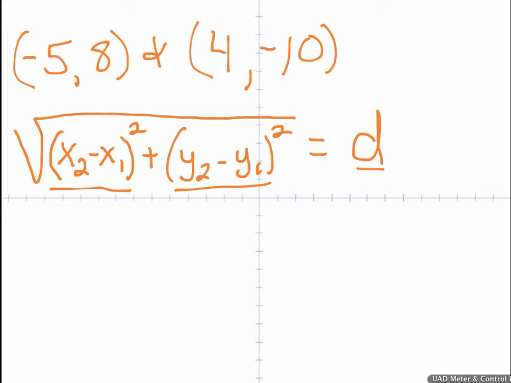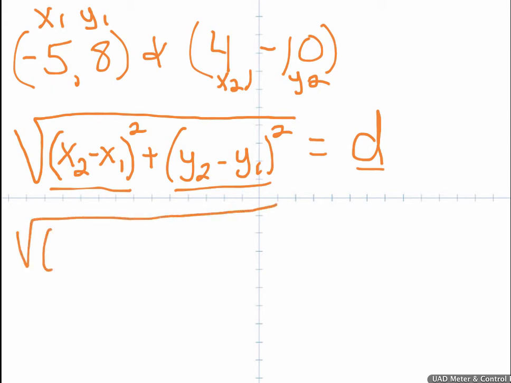Now, just like midpoint, you want to label your points. And it doesn't matter, just keep them grouped together the same. So you've got x1, y1. I'm going to write down here x2, y2. Don't jumble them up. Just x1, y1, and then let the other ordered pair be x2, y2. And then it's just all plug and chug, boys and girls.